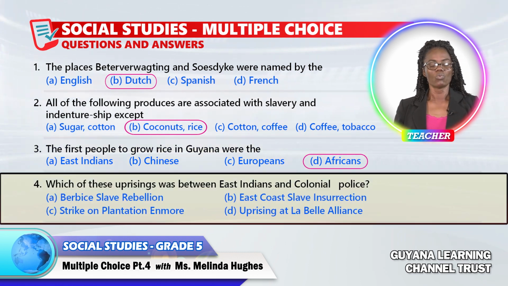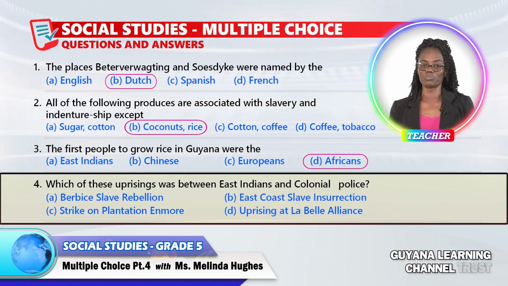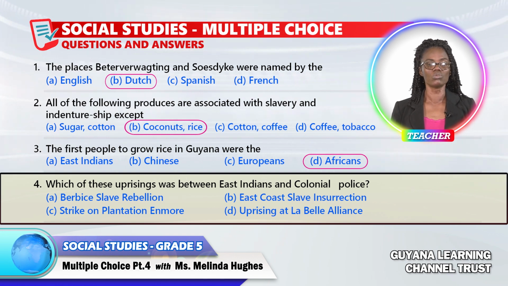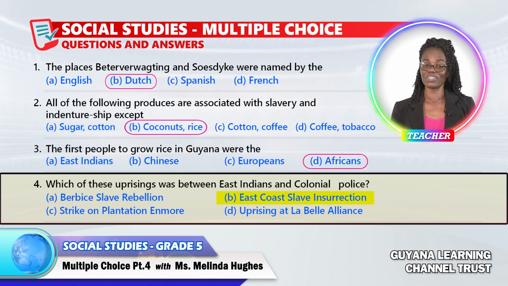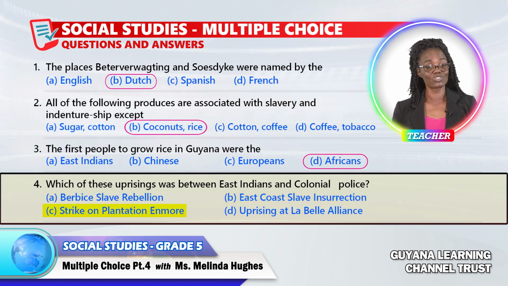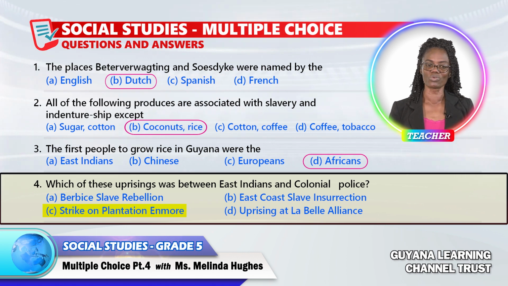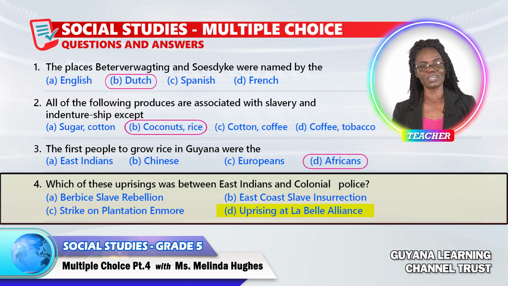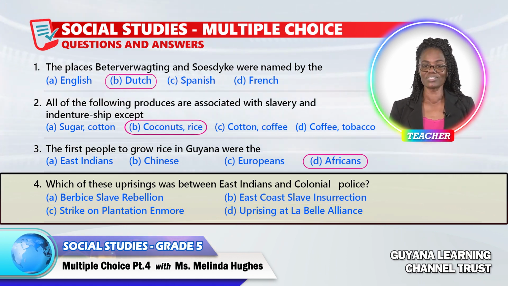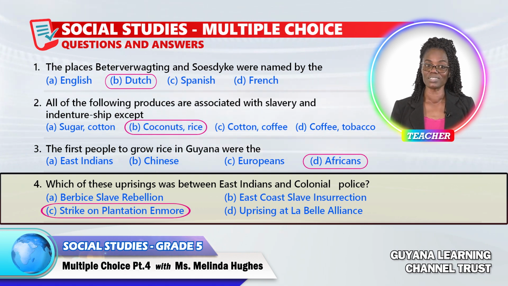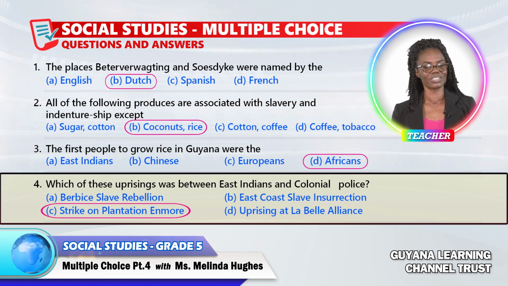Question 4. Which of these uprisings was between East Indians and colonial police? A, Berbice Slave Rebellion, B, East Coast Slave Insurrection, C, Strike on Plantation Enmore, or D, Uprising at La Belle Alliance. The answer to question 4 is C, Strike on Plantation Enmore.